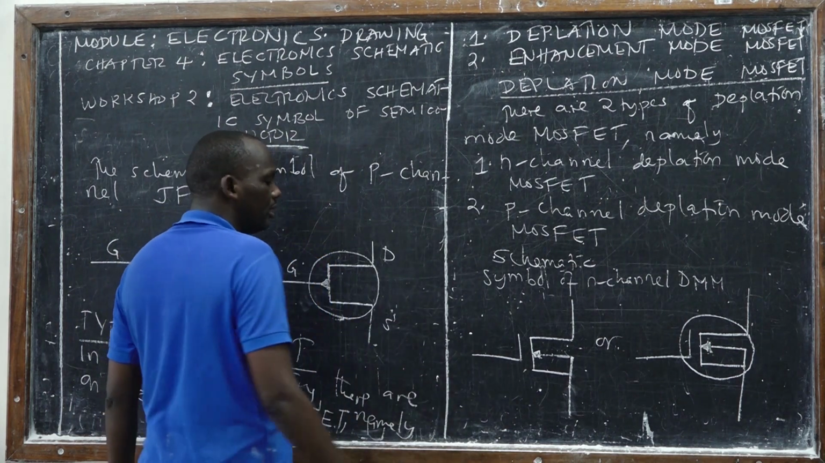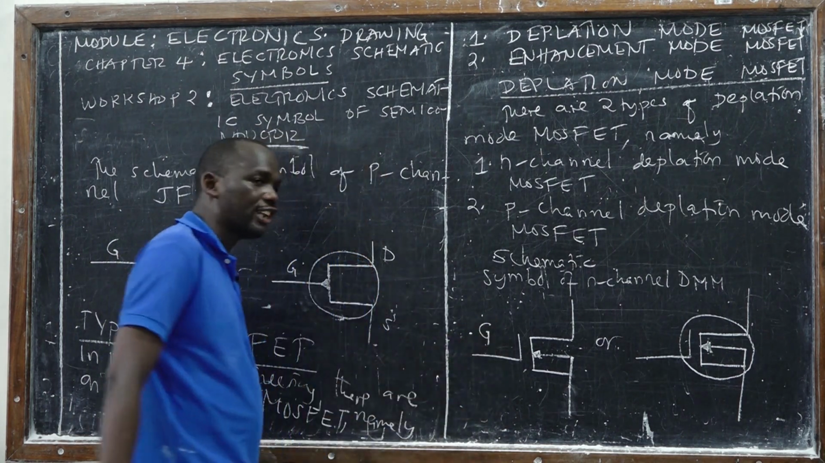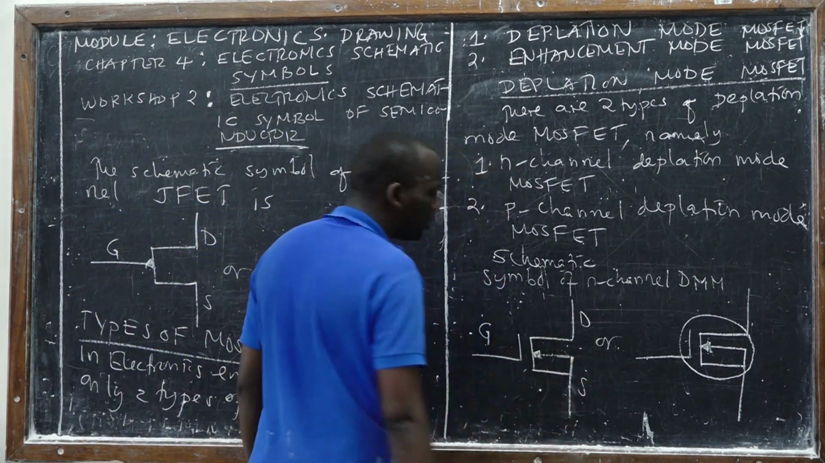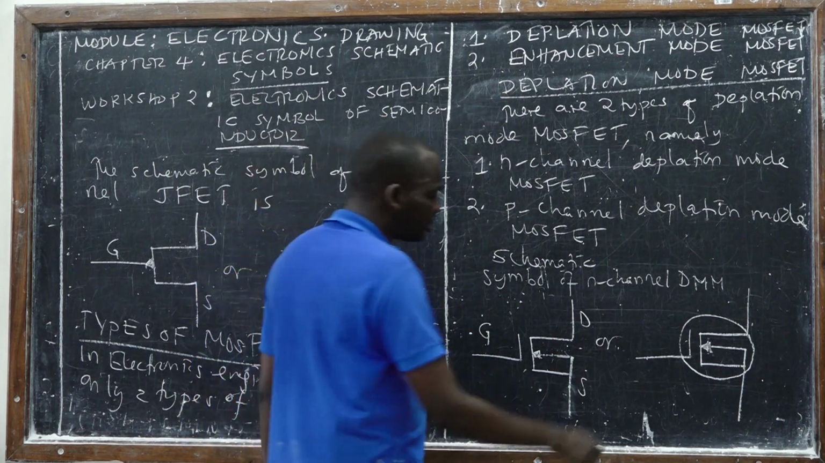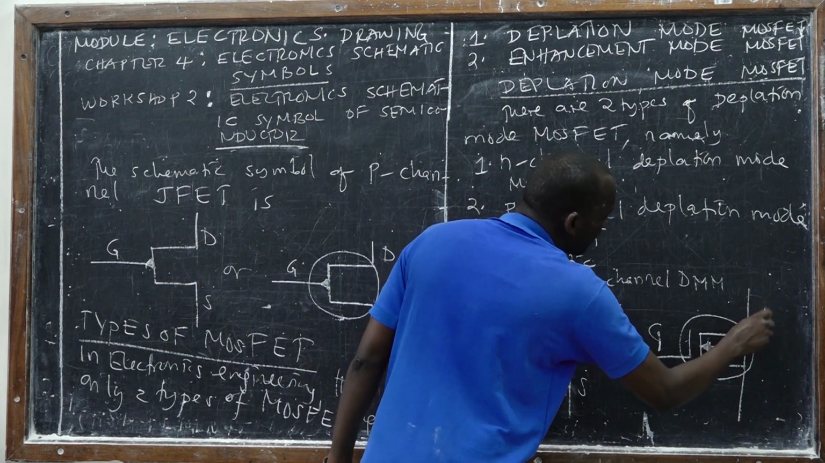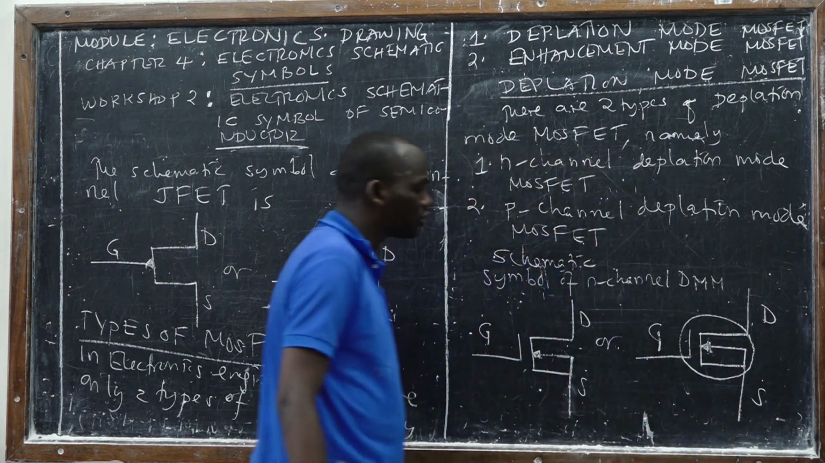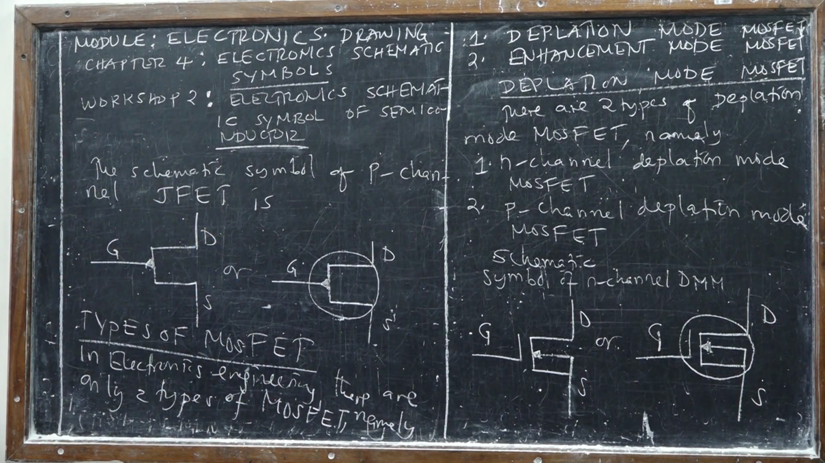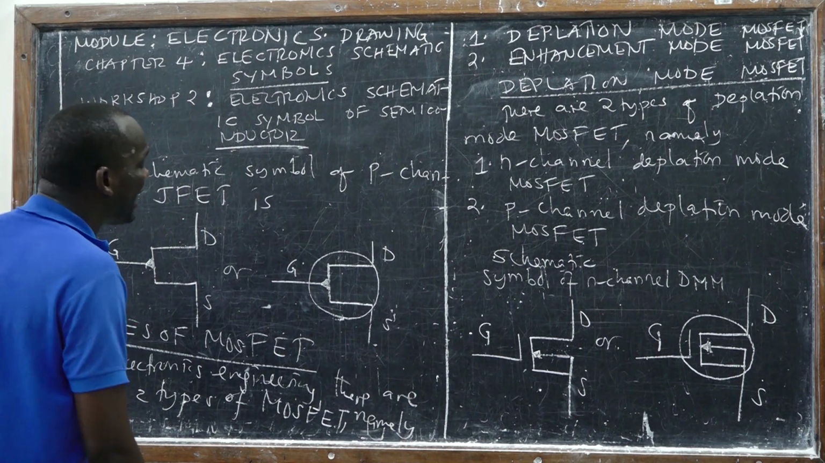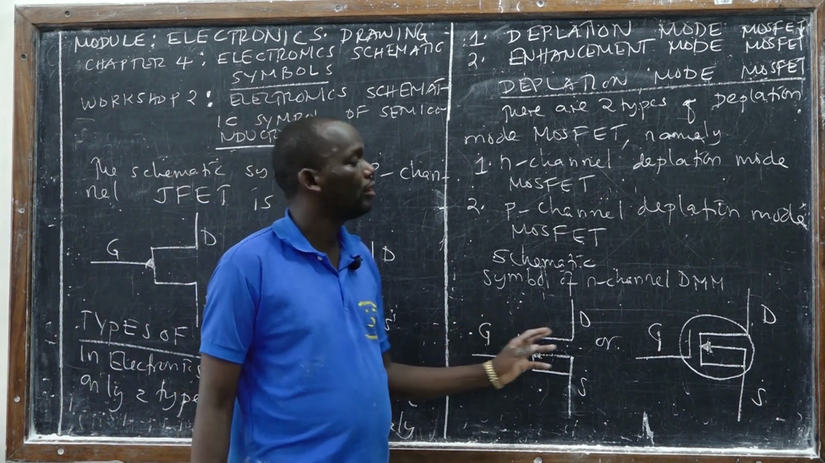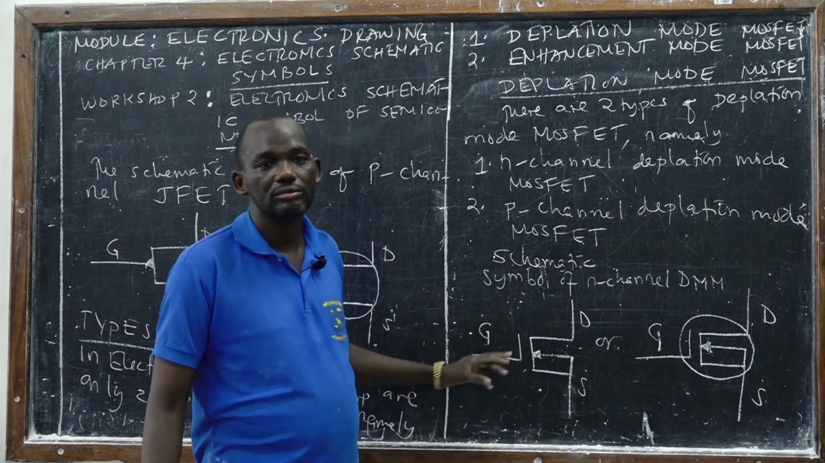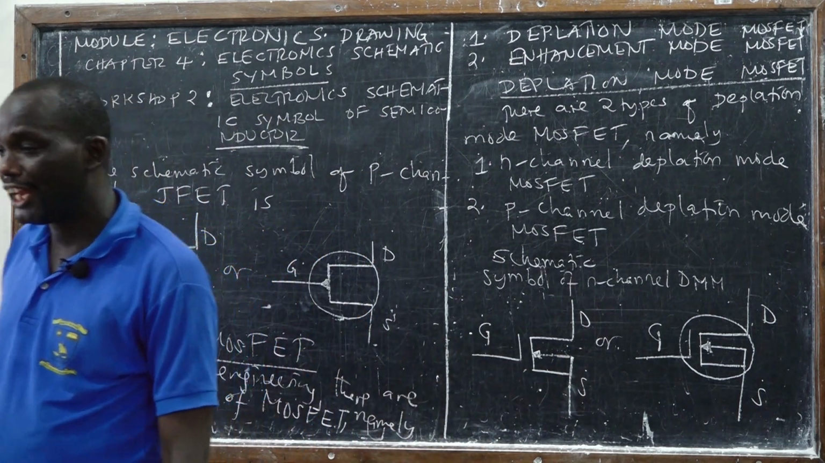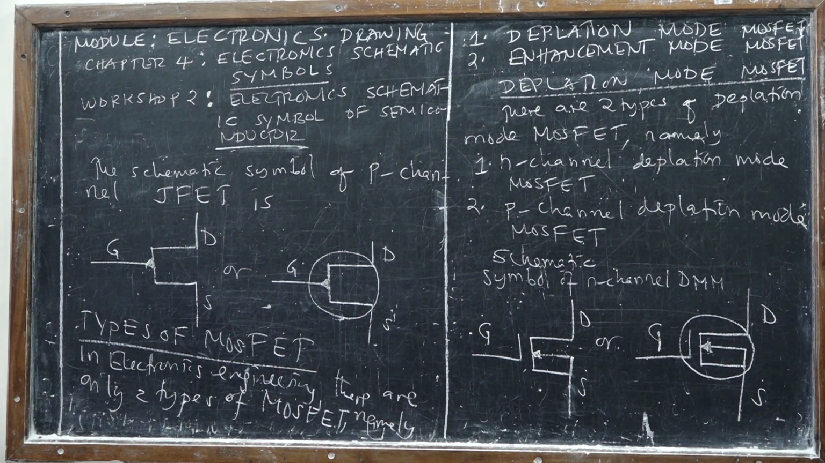So, listen. In a MOSFET we also have the gate terminal, drain terminal, and source terminal. This is the gate terminal, the drain terminal, and the source terminal. So this is what we call an N-channel depletion mode MOSFET. Are we together? It's quite different from the N-channel junction field effect transistor.